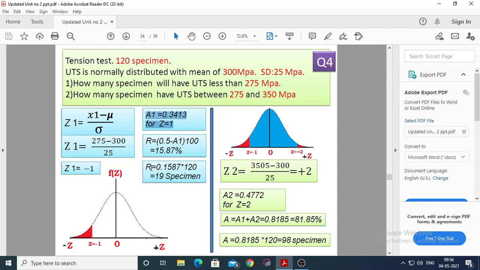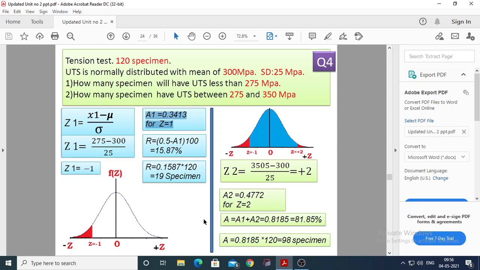Then how to calculate the rejected specimens? R is equal to the total area 0.1587 into the total number of specimens, 120. You will get the rejected specimens as 19. So 19 specimens. The red color shown here is the rejection portion, 19 specimens.